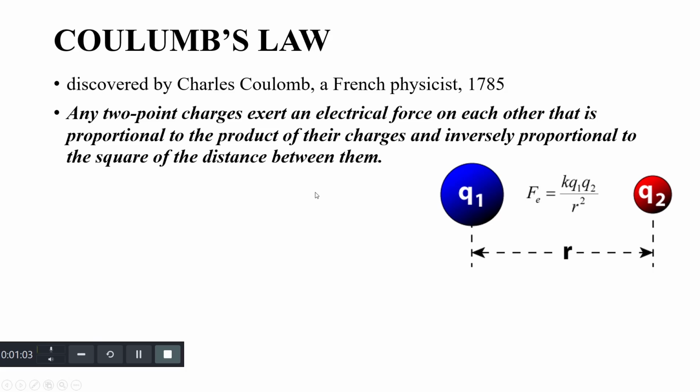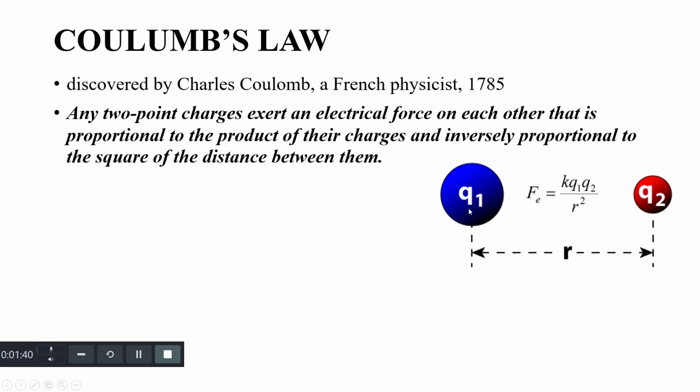If you remember, you have studied in your previous classes the law of gravitation, which was given by Newton. According to Newton, any two objects in this universe exert forces on each other, and the magnitude of the force is directly proportional to the mass of the two objects and inversely proportional to the square of the distance between these two masses.